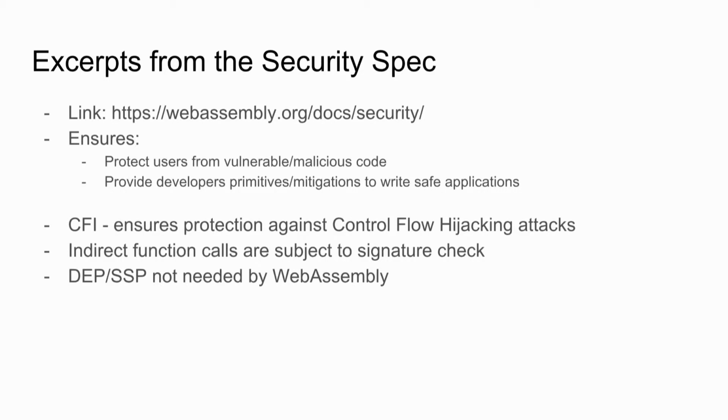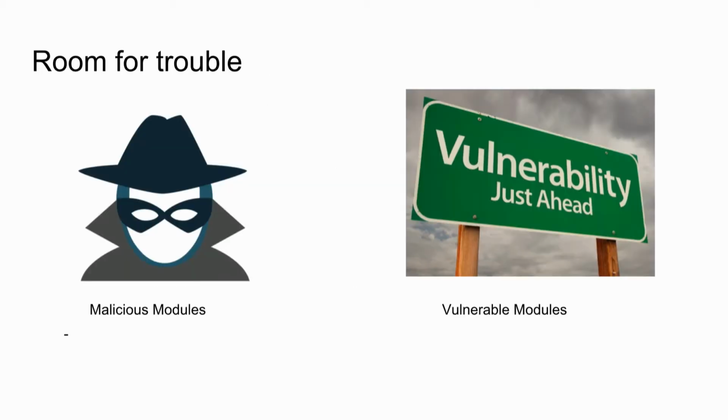So it has this control flow integrity check, to ensure protection against control flow hijacking attacks. With that said, it also provides indirect function calls subject to signature check. With this help, all these smash stack attacks can be mitigated by WebAssembly or WASM.